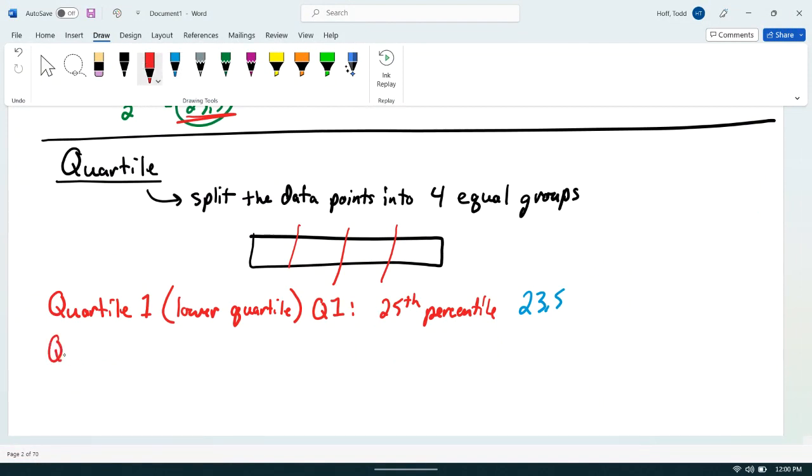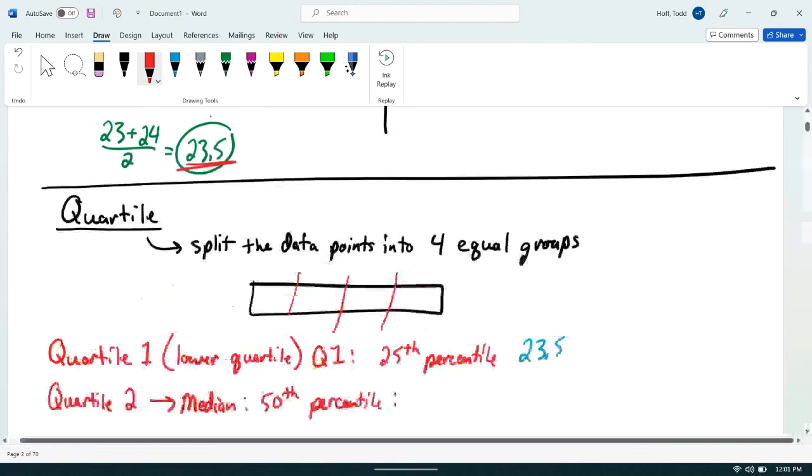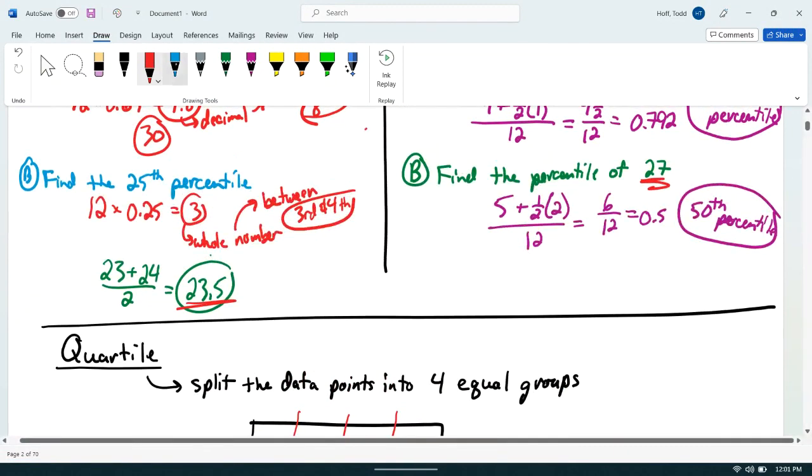Quartile 2 is almost never called quartile 2 because it is just the median, the 50th percentile. And we saw that up above, that is the 27.